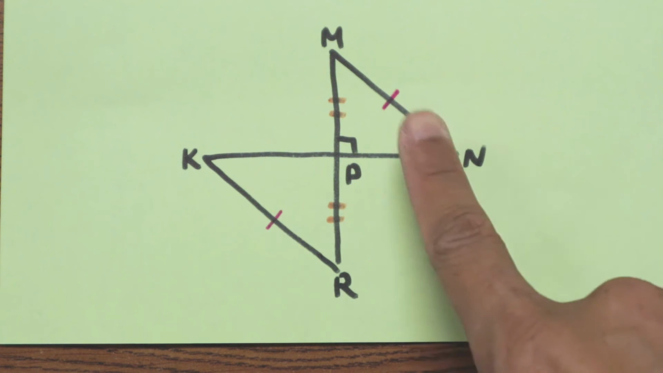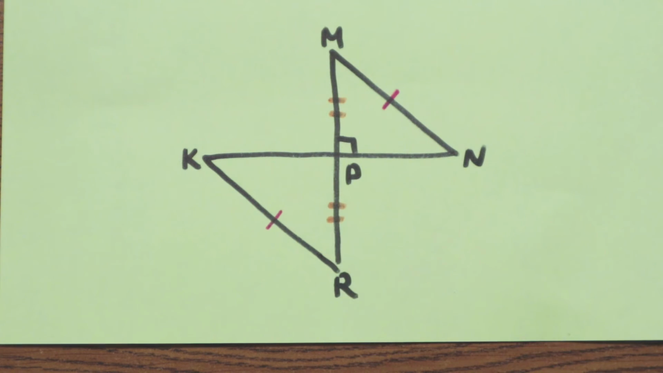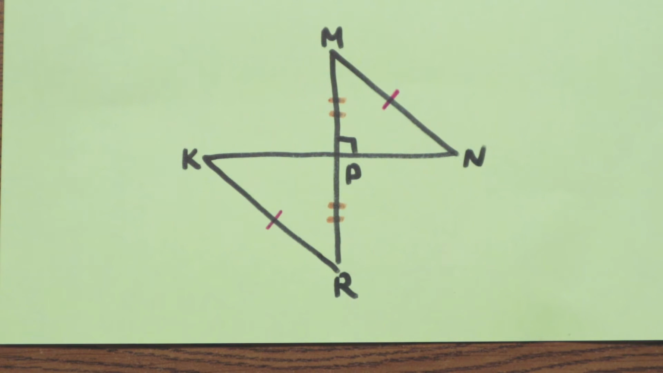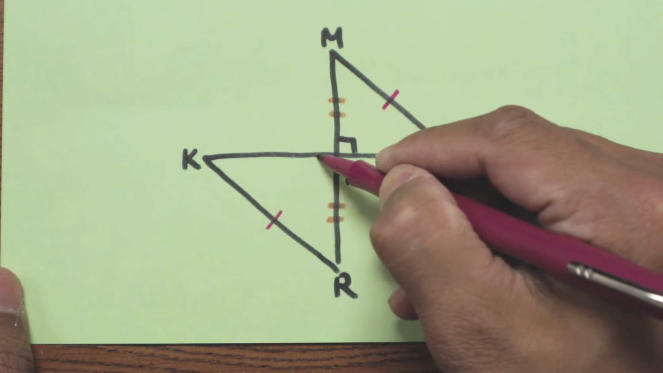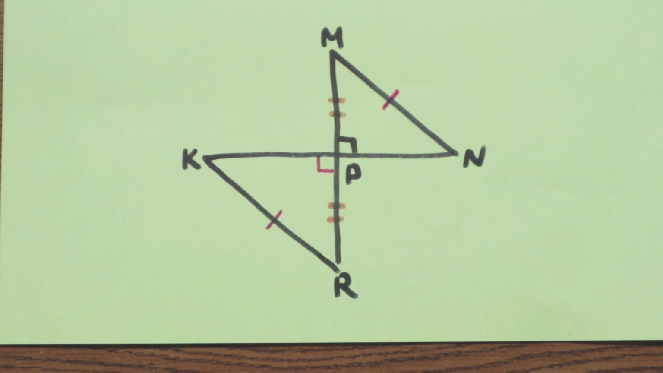In this example, we have two triangles, and one of them has a right angle, and then the other one does not have a right angle. But remember, since you have a crisscross here, vertical angles are congruent. That means if this is 90 degrees, then this is also 90 degrees. So that way you know that these two triangles are right triangles.